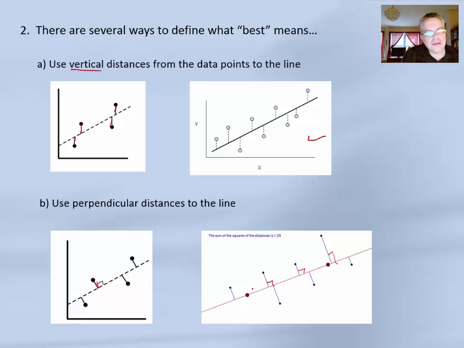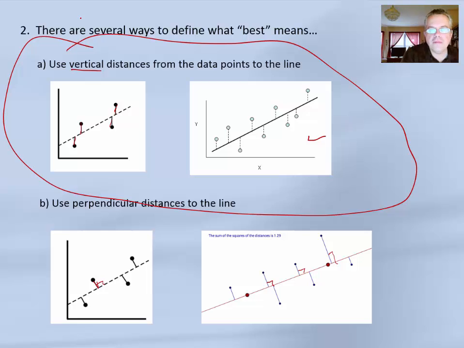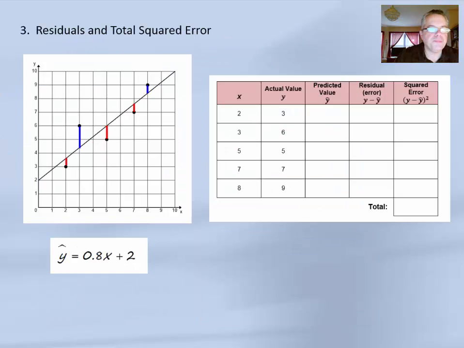Now, there are a lot of ways to determine how close the line comes to the points. But we're going to use this first one. And this is the basis for what's called the method of least squares. So we're going to be talking about vertical distances. And vertical distance is the change in y. So we're going to see that in a minute.